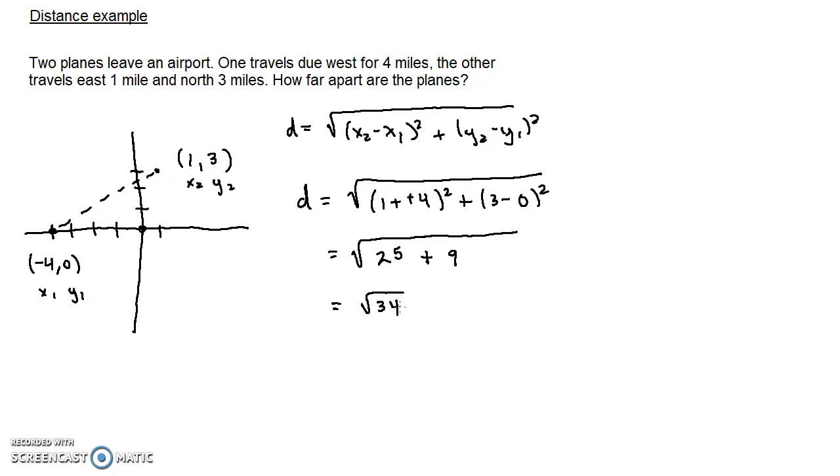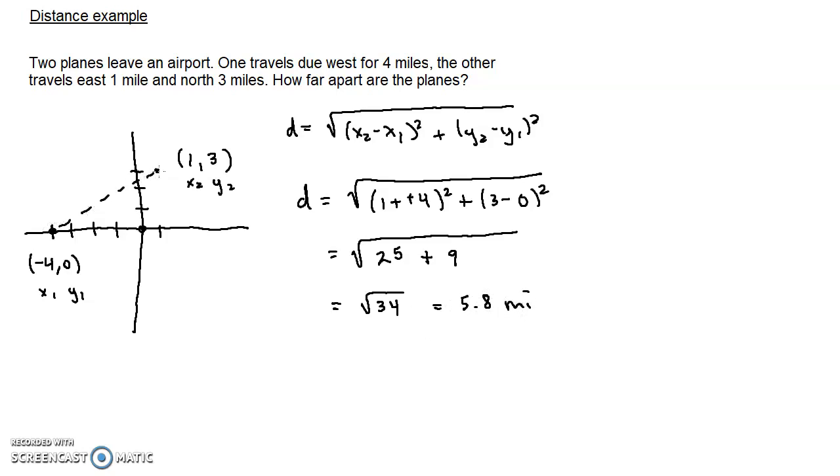We can't reduce 34. It's 2 times 17. Those are both prime. We can change this into a decimal depending on the context. Square root of 34 is kind of hard here to see if it makes sense, but we could change this into a decimal, which would be 5.8. Okay, so they are 5.8 miles apart.